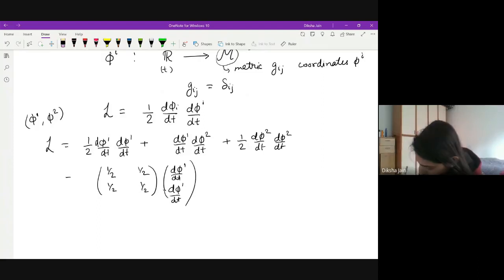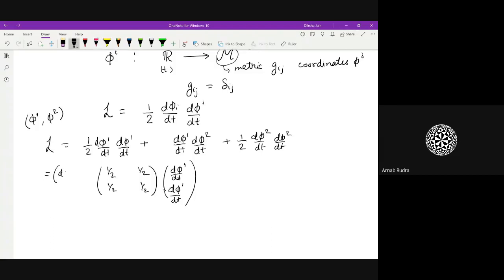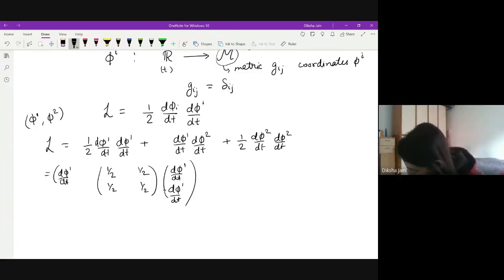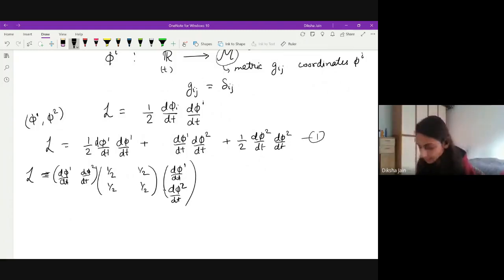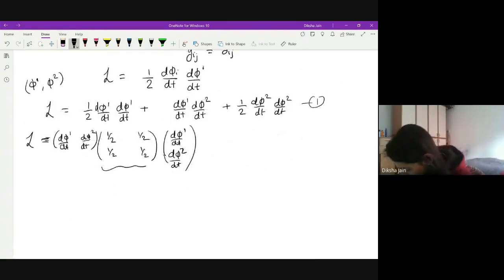The second one is d phi 2 by dt. So I can write my Lagrangian as this, no? If I multiply these three matrices, I will get this. So this is basically my matrix G_ij. These are my fields, phi 1 and phi 2.